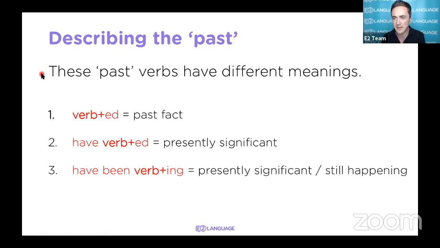Like we looked at last week with present verbs, the difference between I am living in Melbourne and I live in Melbourne: I am living is temporary, I live is permanent. Past verbs do the same thing. So we've got this one here where you do verb plus ed: I lived in Melbourne, past fact. So that's the meaning there. I have lived in Melbourne, have plus verb plus ed, is presently significant. I'll explain this in a second. And the third one, I've been living in Melbourne, I have been verbing, is presently significant and still happening.